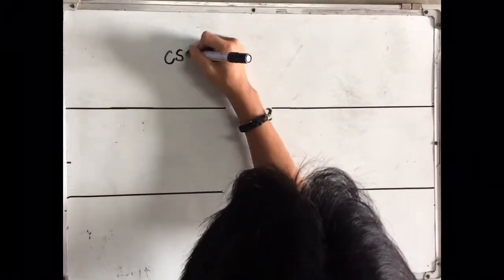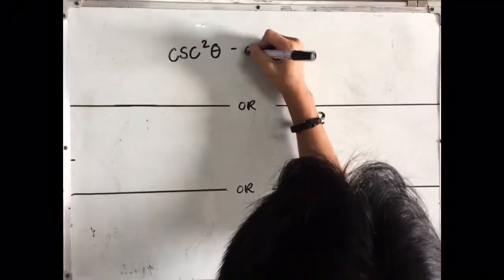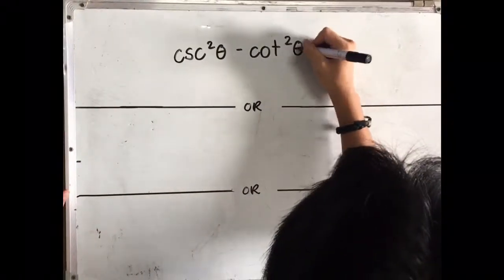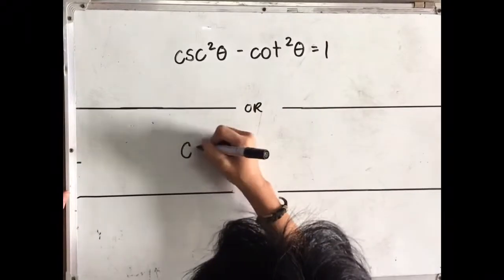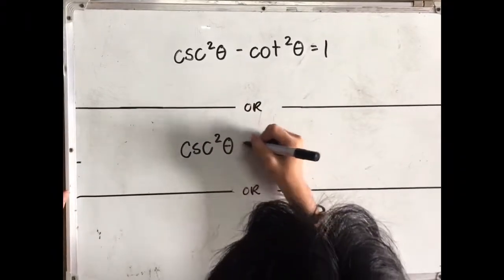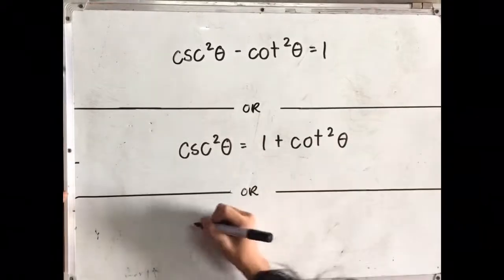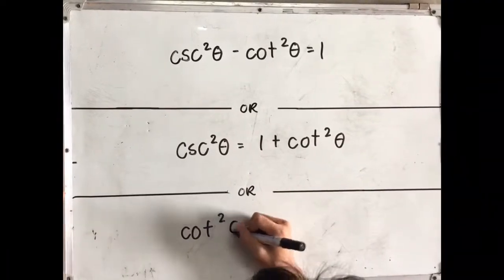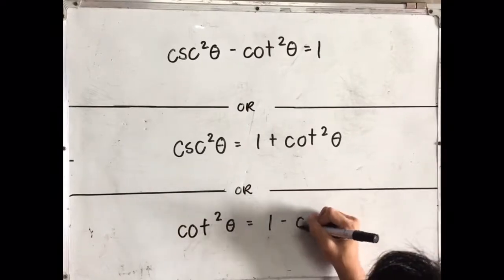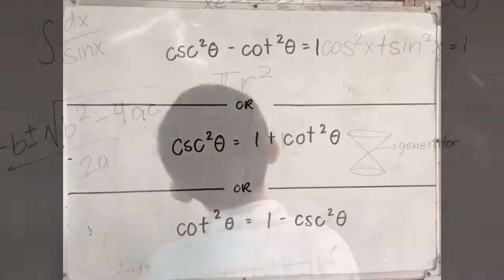Lastly, we have cosecant squared theta minus cotangent squared theta equals 1. And if you are looking for the value of cosecant squared theta, you will have 1 plus cotangent squared theta. And then if you're looking for the value of cotangent squared theta, you will have 1 minus cosecant squared theta.